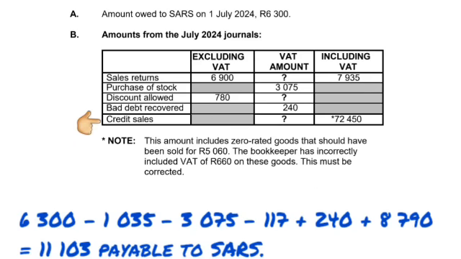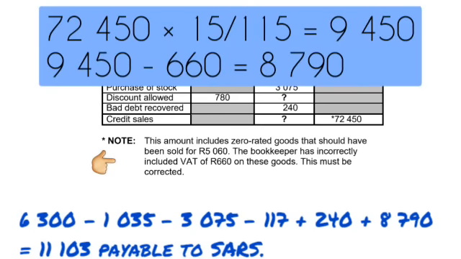And then next we have credit sales. Credit sales, it means this is an income. I don't have the VAT amount, however they gave me the value including VAT. And then they gave me a note that says this amount includes zero rated goods that should have been sold for 5,060. The bookkeeper has incorrectly included VAT for 660 for these goods. This must be corrected. How do we correct it? We need to minus that 660 because this was supposed to be zero rated goods, meaning the VAT on them was supposed to be zero.